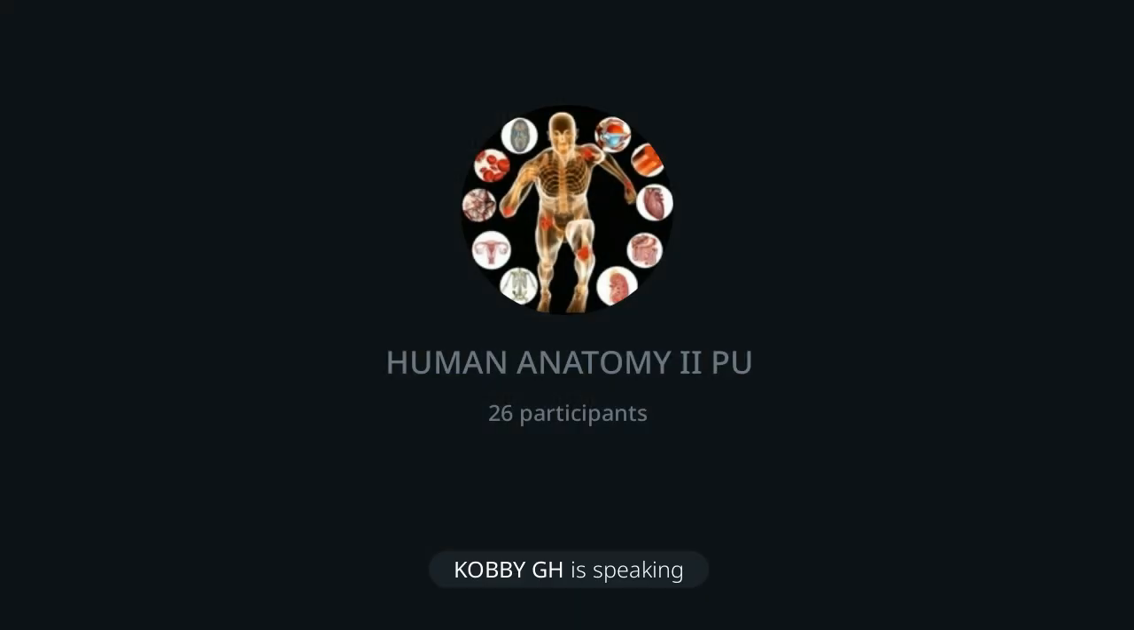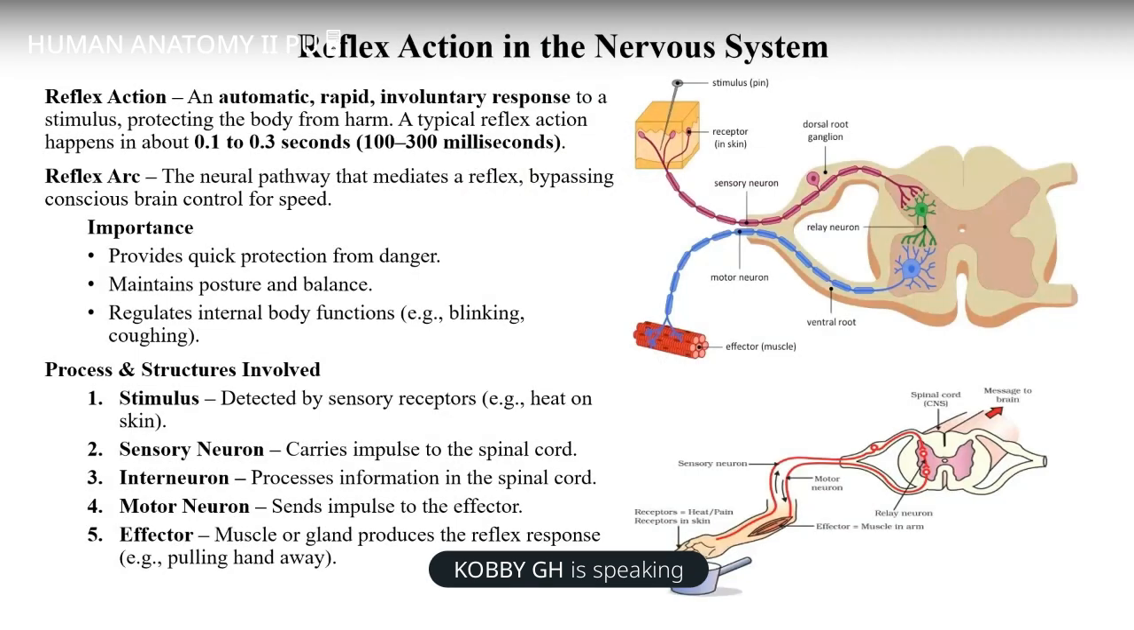We can ask you, what's the importance of a reflex action? A reflex action helps to protect your body from danger. A reflex action also plays a role in regulating internal body functions like blinking of your eye and coughing. Not all situations in your body need information to go to the brain and back. Sometimes you need a very rapid response, and your body may not be patient enough to wait for information to go to your brain. That's why reflex actions involve the relay neuron at the level of the spinal cord and not necessarily going up to the brain.